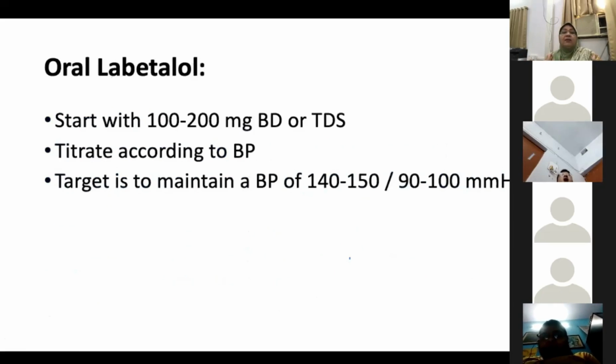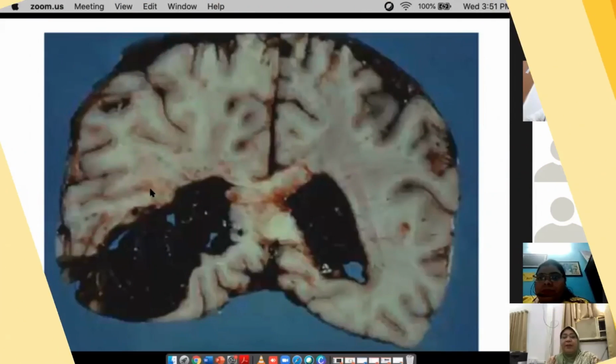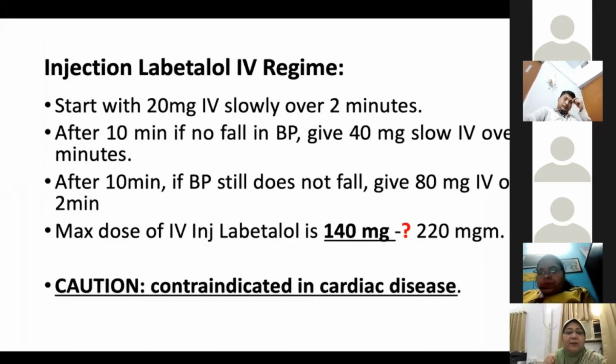Oral labetalol, start with 100 to 200 milligrams. You can give it BD or TDS, titrate according to blood pressure. Target is to maintain the blood pressure at 140 to 150 systolic, or 90 to 100 diastolic. Look here. This is the target blood pressure. Do not decrease the blood pressure to a very low level. This is one picture of intracranial hemorrhage that I put there just to remind you that if you do not control the blood pressure fast, it is going to result in problems for the mother.